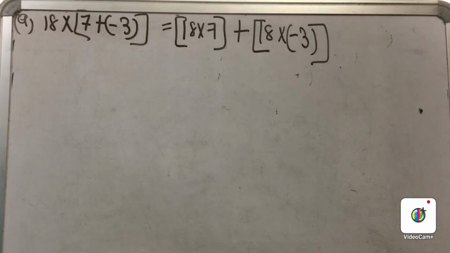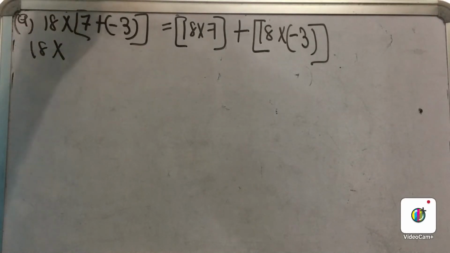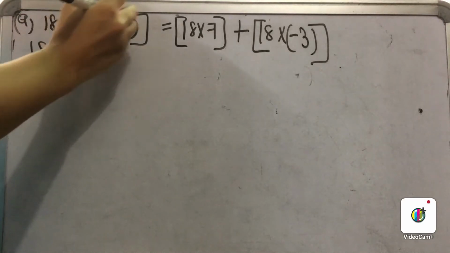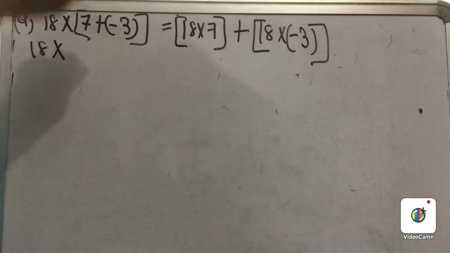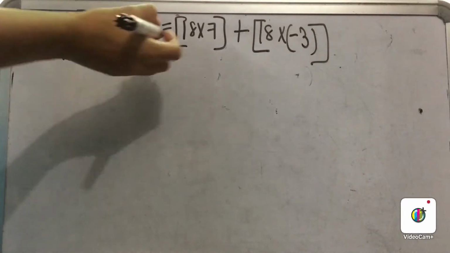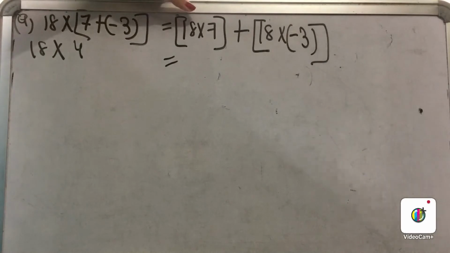So now what is 7 plus minus 3? As you know, multiply 7 plus minus minus, so it will be 7 minus 3. Now what is 7 minus 3? 3, 4, 5, 6, 7. So this is 4, so this will become 4. So now let us move to our RHS.